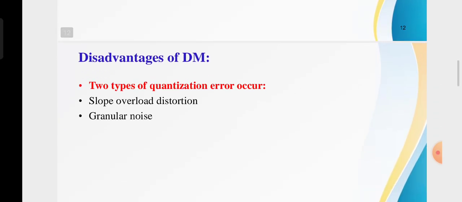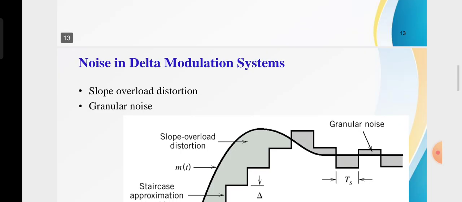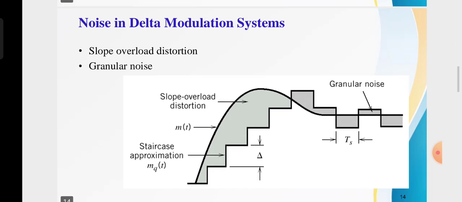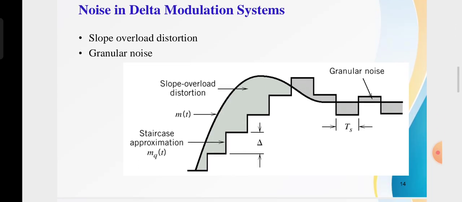The disadvantage of delta modulation: there are two types of quantization error that occur in delta modulation. One is slope overload distortion, another one is granular noise. Let's see them one by one. So the noises in delta modulation system: one is slope overload distortion, another one is granular noise.